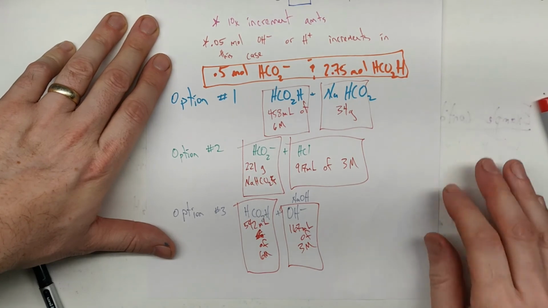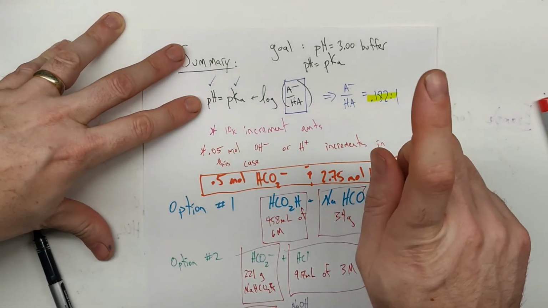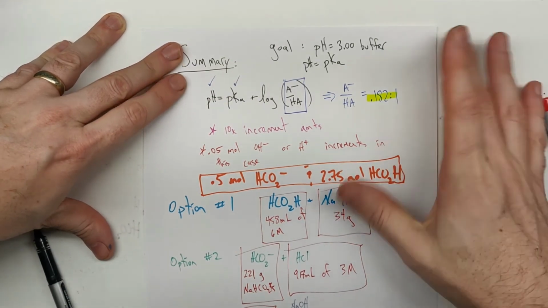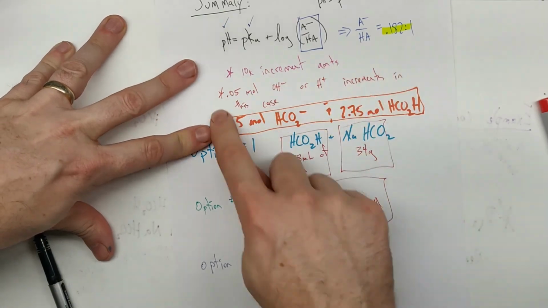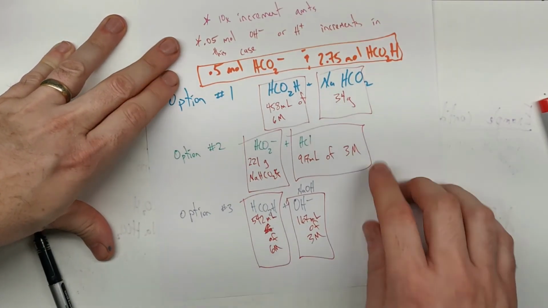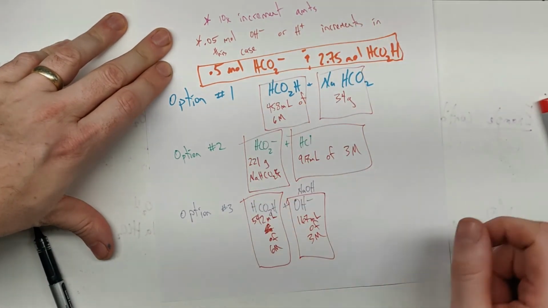So, real stumbling blocks in terms of coming up with a buffer system. First one, figuring out which system you're going to use. Second one, figuring out what your ratio is going to be so that you can pick whatever amounts you're going to need. And then the third way is based on what you have available, coming up with a way to make that buffer.